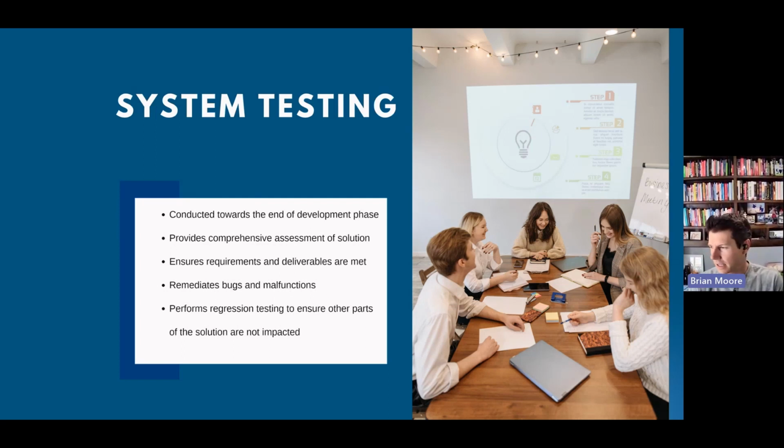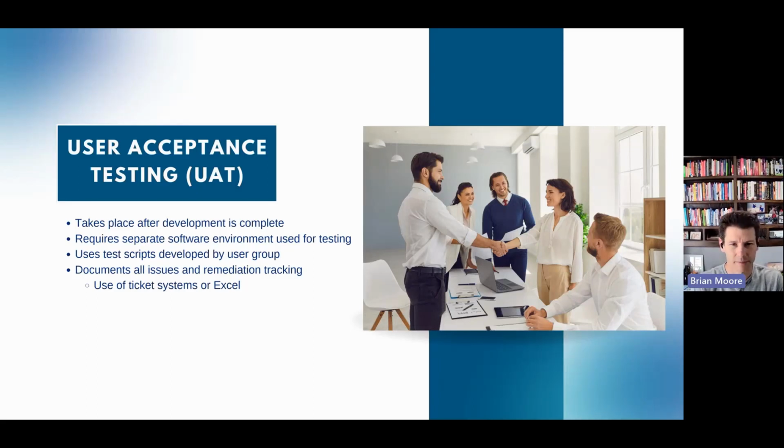So regression testing is covering retesting parts of the solution that have been tested, because you want to make sure you're not plugging one hole and sprouting a leak in another area of the solution. Finally, once system testing is complete, that marks the end of development. And then we're going to get into user acceptance testing. So this actually is the first time that we invite the users in to get their hands into the solution.